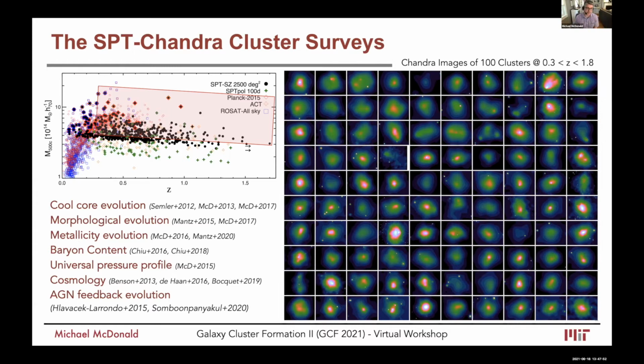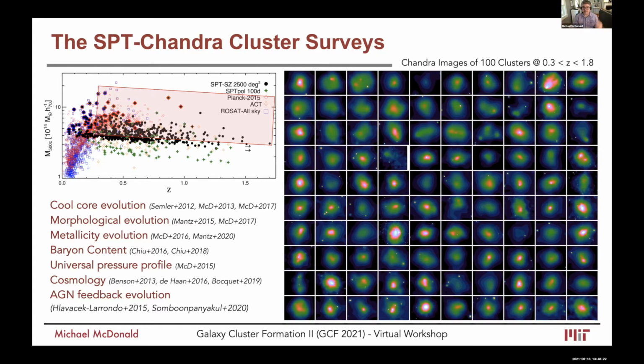And we've done a lot of really cool work, I think, with these data. So studying the evolution of cool cores, the evolution of the dynamical state of clusters, metallicity evolution, which Becky touched on, baryon content, pressure profiles. These clusters were initially observed for cosmology, and so we've put great constraints on omega matter and sigma 8 with these data. And then studying AGN feedback evolution, which Julia Lavacek-Larondo has been working on, as well as some people in my group.